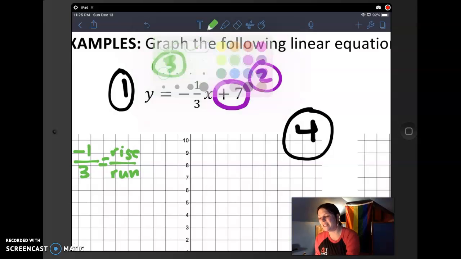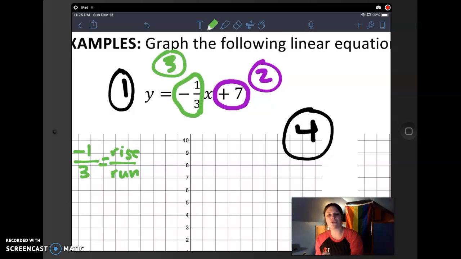Next step is to circle the slope. And again, we're circling both parts of the fraction. We're circling the negative that's in front of the fraction. We are not circling the x. The x is not a part of the slope. However, the slope is always in front of the x, the m value. Let's go on to the next step.